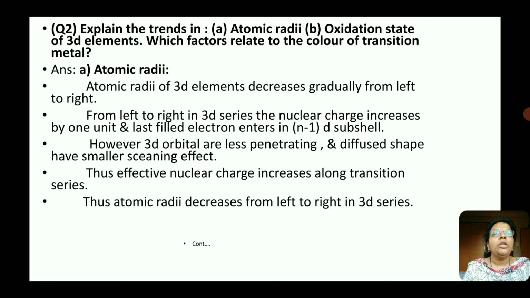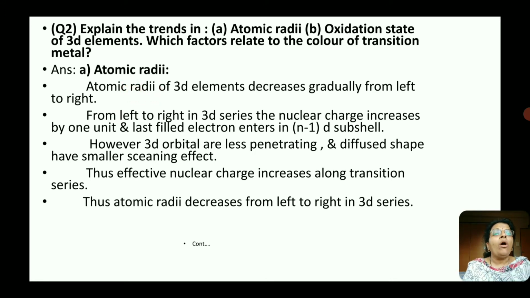Now the next question, or second question. This is a long answer question. Explain the trends in atomic radii and oxidation state of 3d elements. Which factors relate to the color of transition metals? First we are going to see atomic radii.